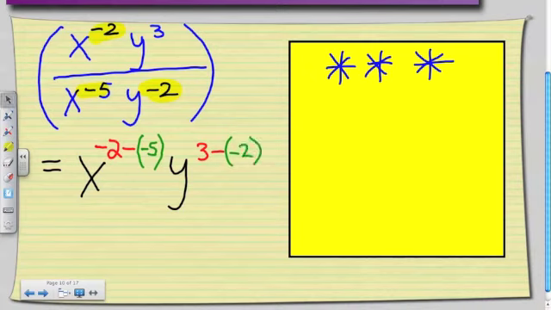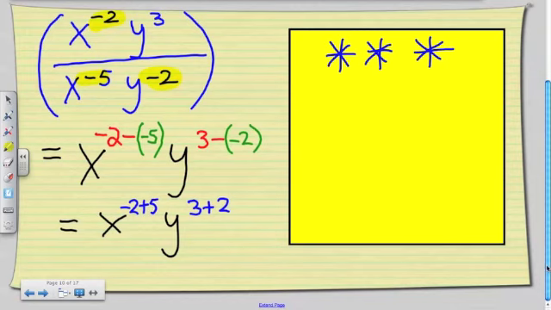So it never hurts to write everything out. Don't try to do it in your head, because you may lose marks after making a careless mistake. So x, y, I can rewrite this as negative 2 plus 5 and positive 3 plus 2, because the negative times the negative is a positive value. And my final answer is x to the power of 3, y to the power of 5. So no flipping up and down required. All we had to do was apply the basic rules.